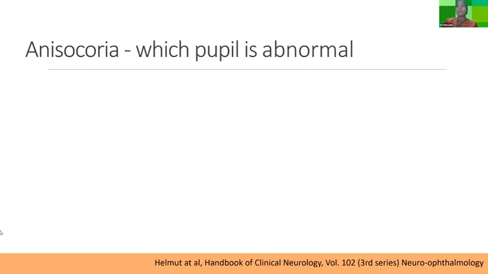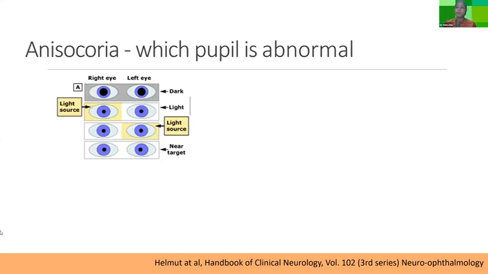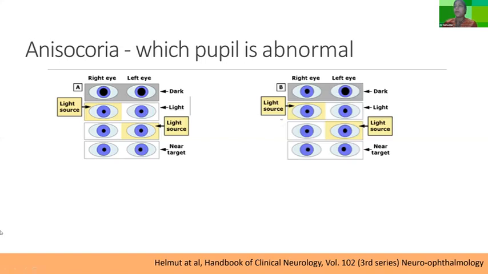Whenever the patient has anisocoria, which pupil is abnormal? This is when the pupil reacts equally in the dark. The pupil dilates in the dark and constricts in the light. Again, the other pupil: when light is focused on the left eye, both the pupils constrict, the direct and the consensual light effects are present, as well as to the near target. So this is normal.